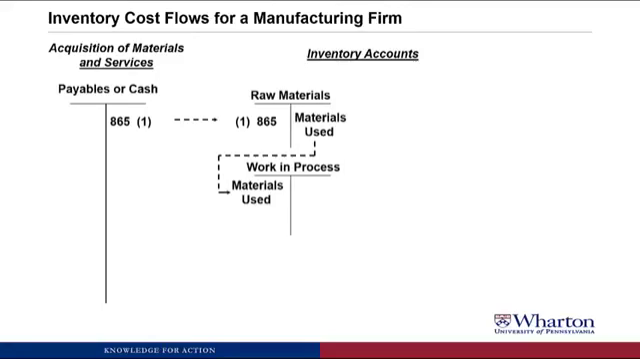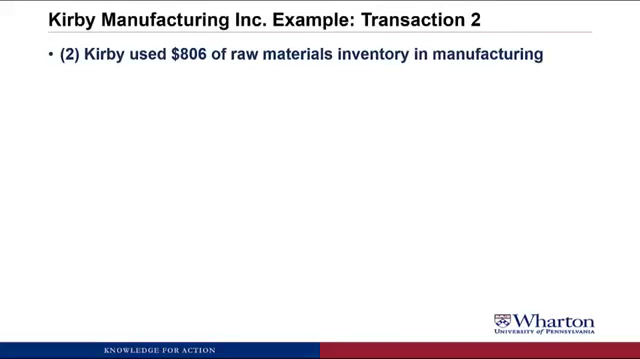So the next thing that you see in the inventory accounts is materials used. Once those raw materials start being used to produce the goods, we take those costs out of raw materials and move them into work in process. So Kirby used $806 of raw materials inventory in manufacturing. What would be the journal entry?